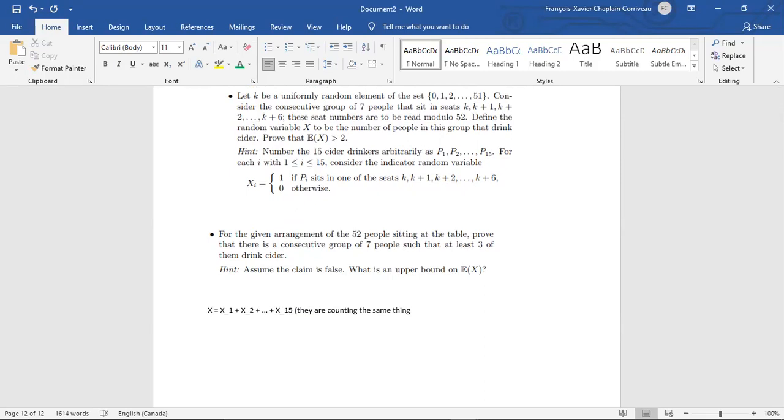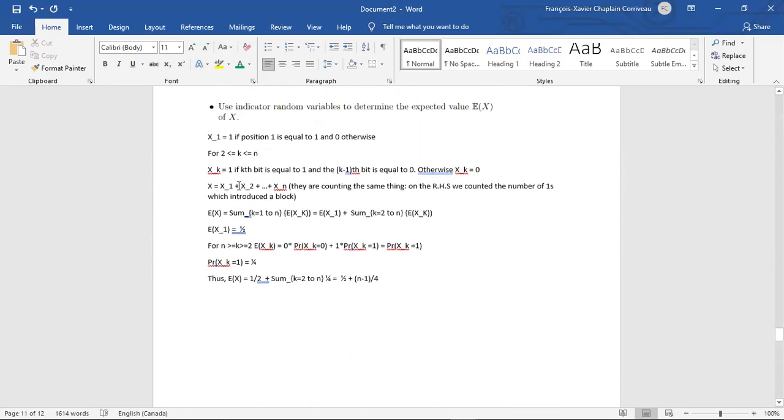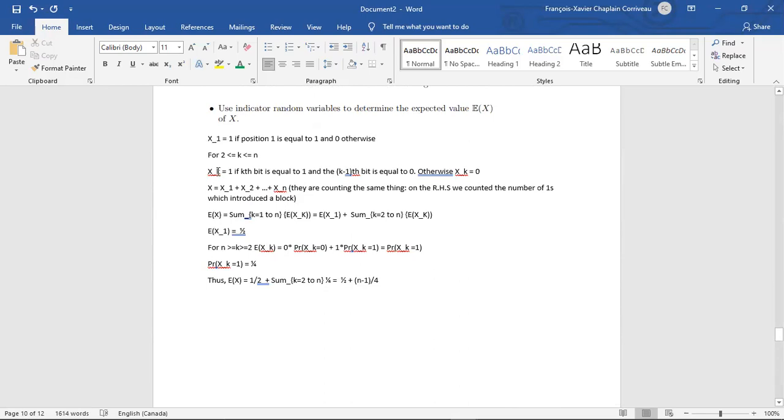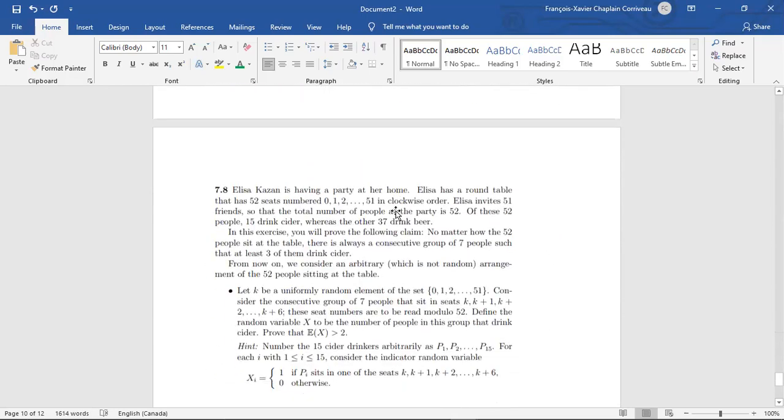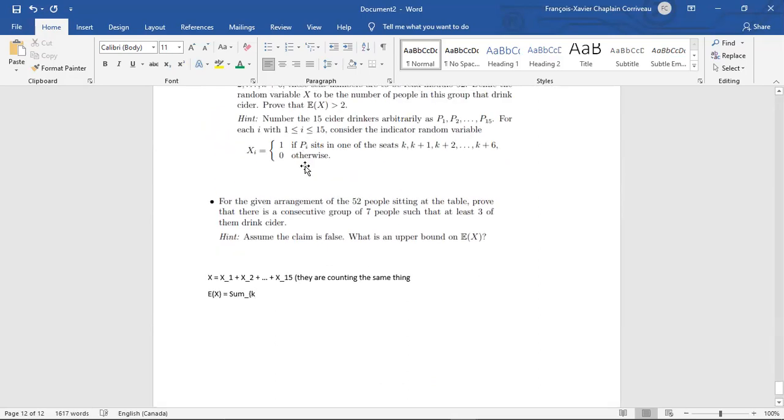And now, again, it's pretty much a repeat of this exercise here. Once we have our definition of indicator variable, we know what to do. We use linearity and so on. So the expected value of x is equal to the sum over the variable i. He uses i, I use k. So k is equal to 1 to 15 of the sum of these expected values. And this is by linearity of expectation.